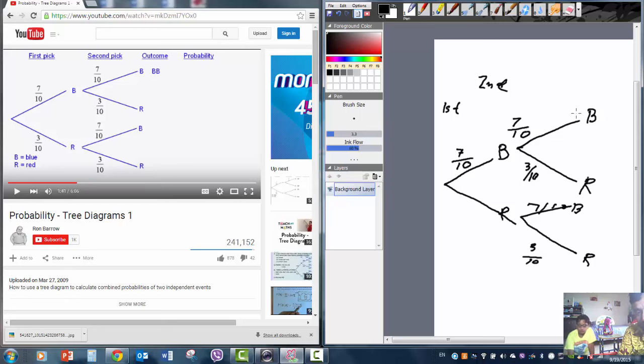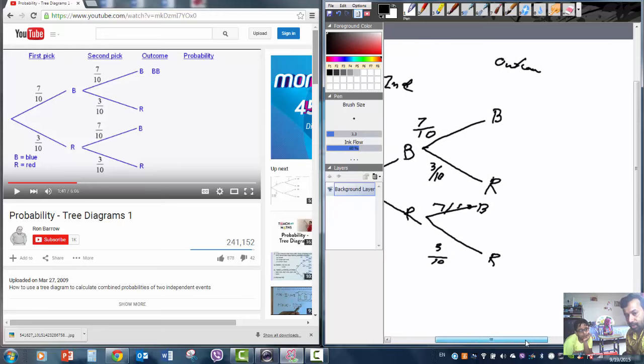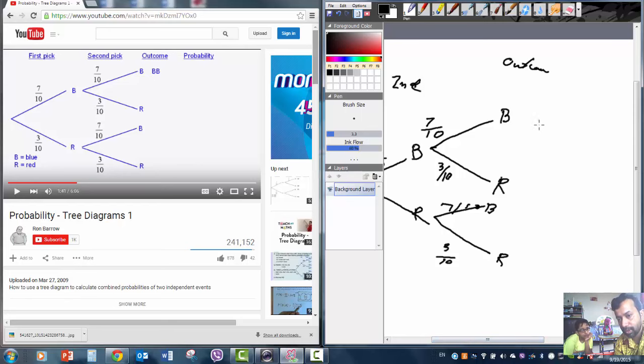Okay? So they're now in the column of outcomes. So this is a column of the outcome. Outcome meaning how many? Not the probability. It's just how many they're getting. The first pick get a blue, second pick blue, blue, blue. The first pick a red, second pick a red, red, red. So what they're trying to do is now show the outcome. And look where the outcome is written. The outcome is written around here. Why is it written here?